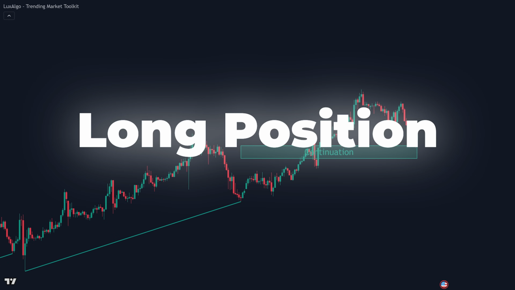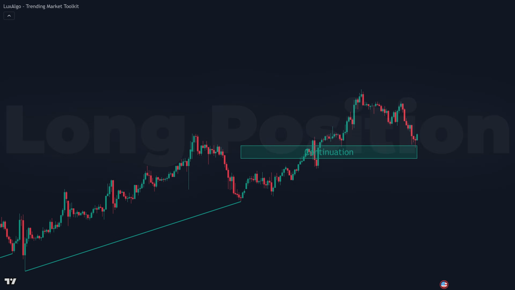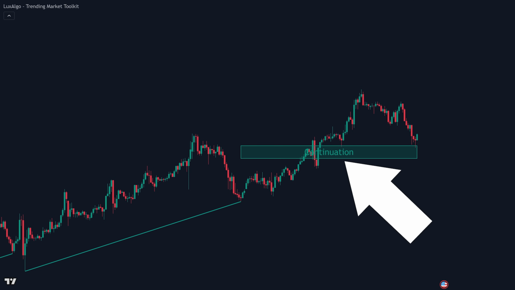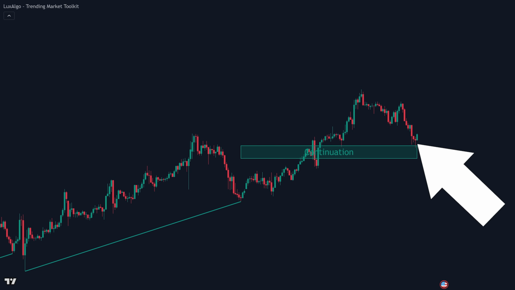Now let's take a look at another long position. As you can see from the chart, we have an upward sloping trend line indicating a continuation of bullish momentum. Rule number 1 is that the indicator must show a green continuation zone. Rule number 2 is for price to retest this continuation zone. Rule number 3 is to see a clear bullish reaction at that zone, suggesting buyers are stepping in.